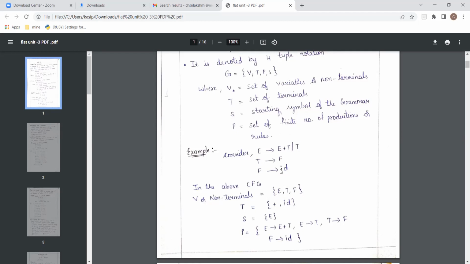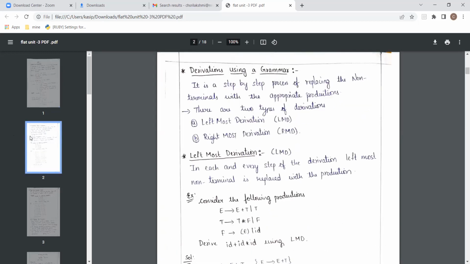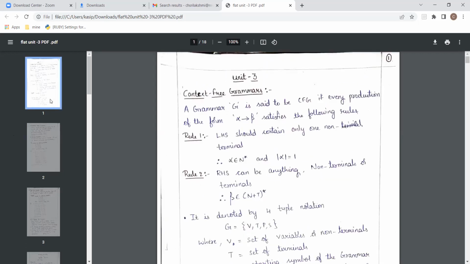I told you that will be plus, ID, and so on. All these are the terminals we are having here. And S is the starting symbol of the grammar. In this grammar, E is the starting symbol, so I have given it as S. And P is nothing but the set of finite number of productions or rules we are having here. That is nothing but the context-free grammar.